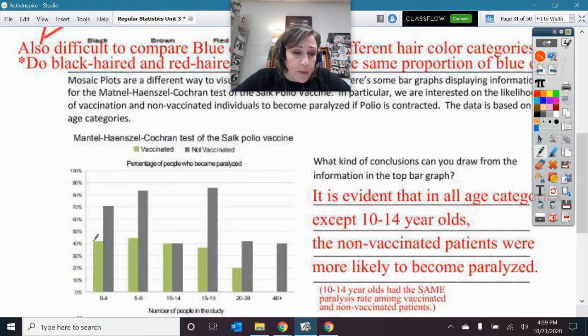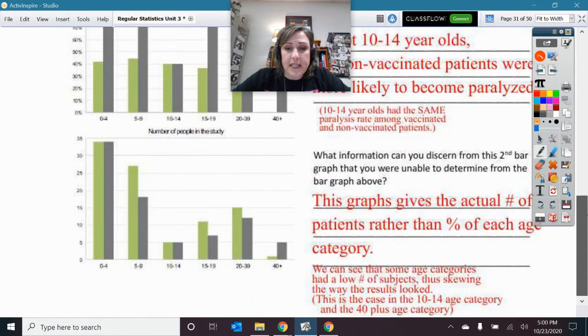Look, 40% of the vaccinated ones became paralyzed. But look at the gray. Of the not vaccinated people, 70% became paralyzed. So in every age category, we can see that those who were vaccinated were getting paralyzed at a lower rate than those who did not get vaccinated, except for the 10 to 14-year-olds. And maybe that's because we had a small sample. I don't know. All right, let's see what this graph shows.